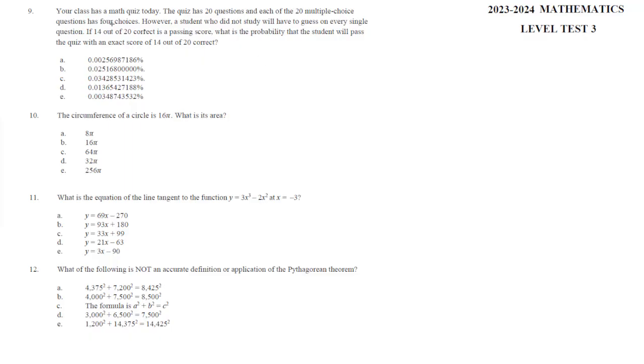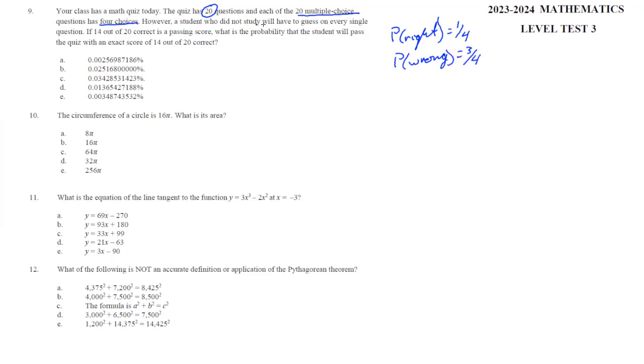Number 9. Your class has a math quiz today. The quiz has 20 questions total. Each of the 20 multiple choice questions has 4 choices. That means, just really quick, the probability of getting it right is 1/4. And the probability of getting it wrong, which is going to be important, is 3/4.